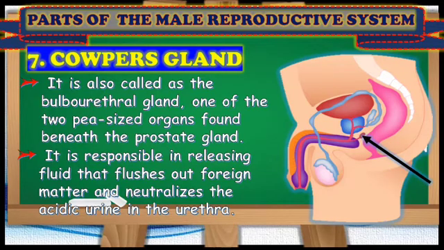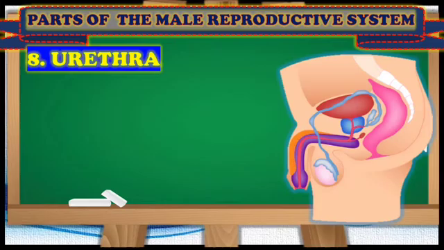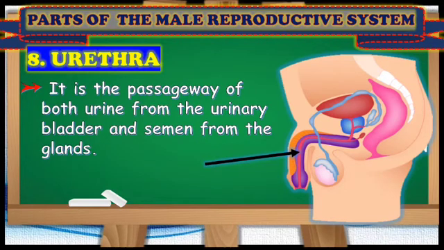So another part is what you call the urethra. Ano kaya tong urethra na to? Nasaan kaya? So that is the urethra. Yung nasa gitna ng penis. Yung parang tubo doon sa gitna. So ano naman tong urethra? So it is the passageway of both urine from the urinary bladder and semen from the glands. So yan yung urethra, daanan ng ihi at daanan ng sperm cells.